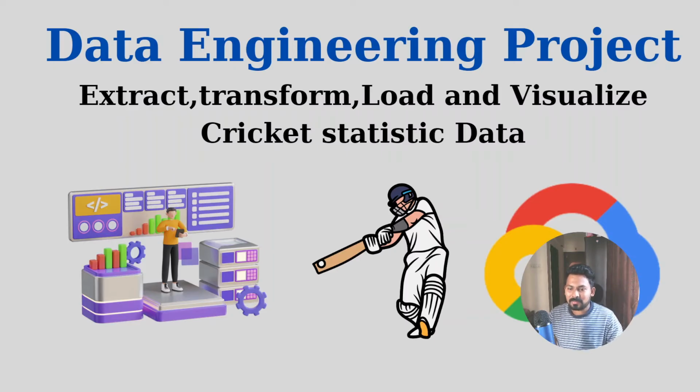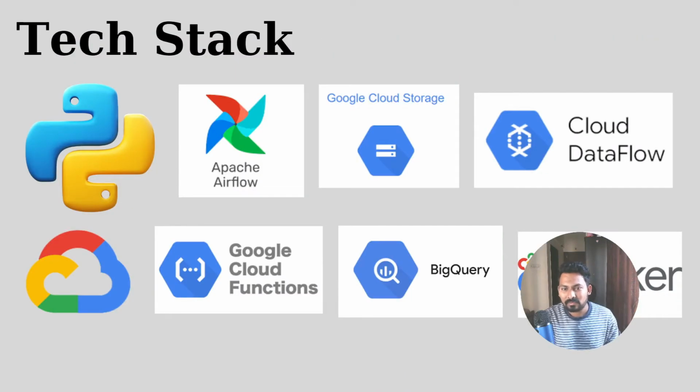Okay, so let me walk you through the tech stack we are going to use for this video. We are going to use Python, then Apache Airflow, that is managed Google Cloud Composer, then Google Cloud Storage to store our CSV file, then Dataflow for our data pipeline to load data from the Google Cloud Storage bucket to BigQuery. Then we'll use a Google Cloud function to trigger the Dataflow job. We'll use BigQuery to store our data, and then Looker Studio to visualize our data in the dashboard. Okay, so this is the complete technical stack we are going to work on in this video demo.